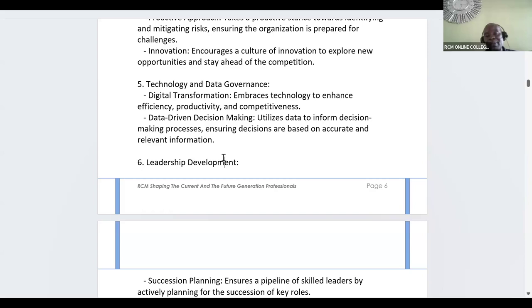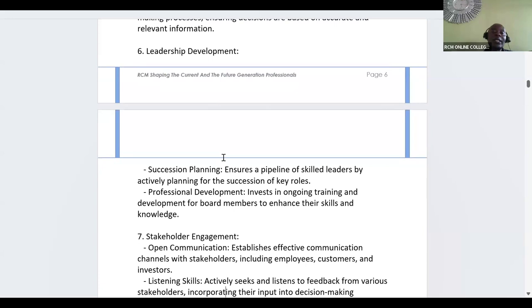Succession planning ensures a pipeline of skilled leaders by actively planning for the succession of key roles. Professional development invests in ongoing training and development for board members to enhance their skills and knowledge. So succession planning, ladies and gentlemen, is a big thing.